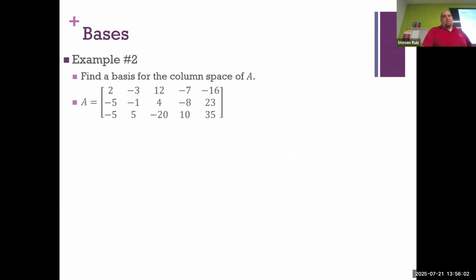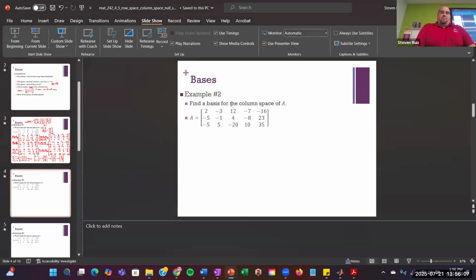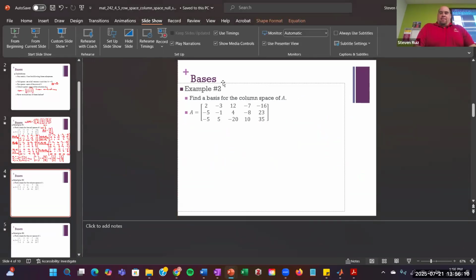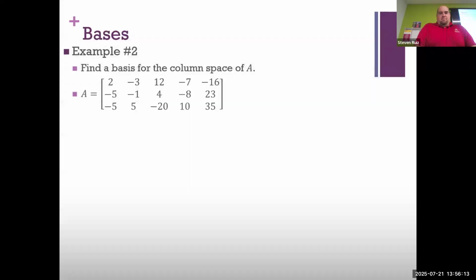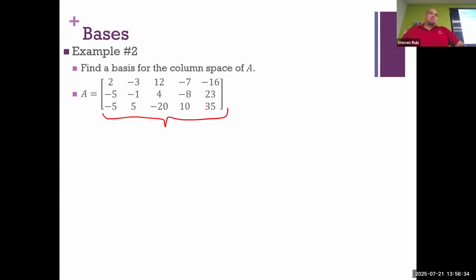All right. How about the column space? What did I say the column space was? Span of all the columns. Span of all the columns, right? So how do I find that? Is there any chance that all 5 of these vectors are a basis for the column space? I say no. But why is the answer no?